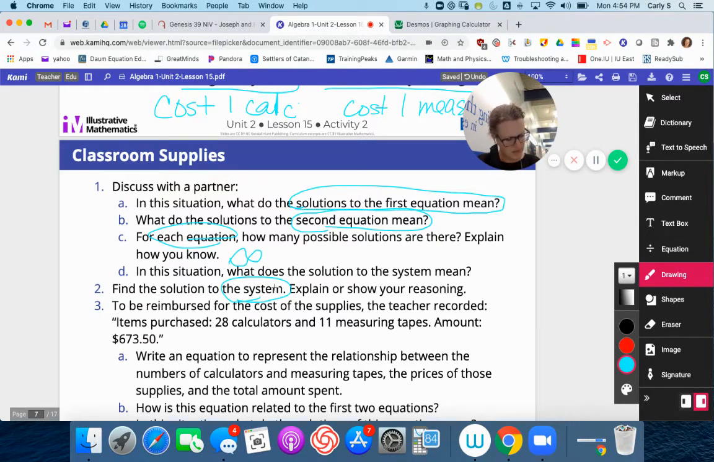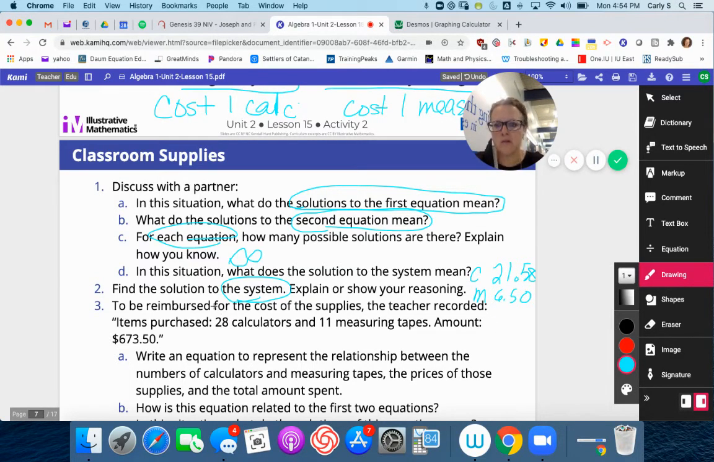And I've already turned off that page. Let's see if I can find it. Let's see. Number 2. Find the solution to the system. Sorry. So the calculators are $21.50 and the measuring tape is $6.50. Okay, so we solved it by graphing, not by substitution, and it was fine.